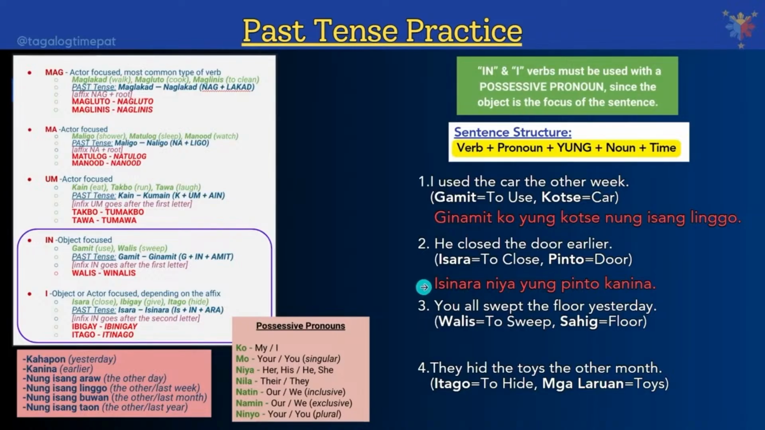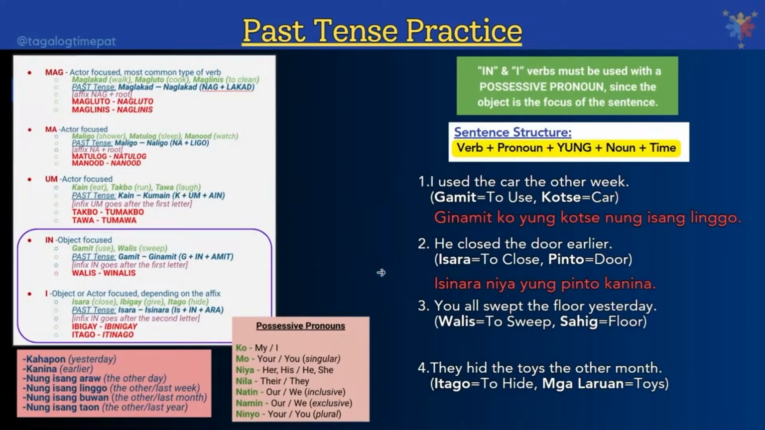So again, remember for e verbs, the in just goes after the second letter. Then it's the pronoun niya, which is he or she in the possessive pronouns. Then it's the word yung, which means the. Then it's the noun pinto, which means door. Earlier is kanina. So we are just plugging all of the words into the sentence structure and then using the conjugation patterns that we learned.